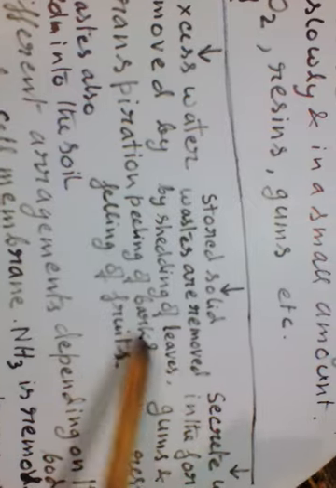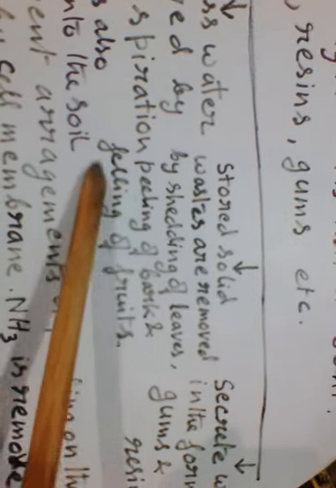Whereas the stored solid wastes are removed by shedding of the leaves. Sometimes the leaves become yellow and fall off. Peeling of the bark, and falling of the fruits.